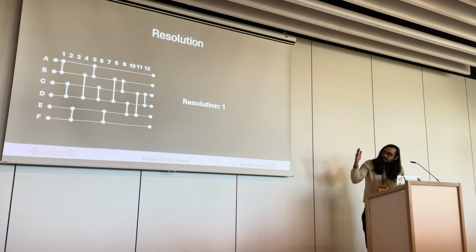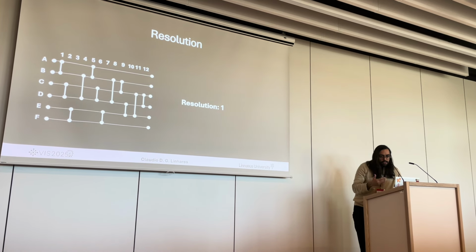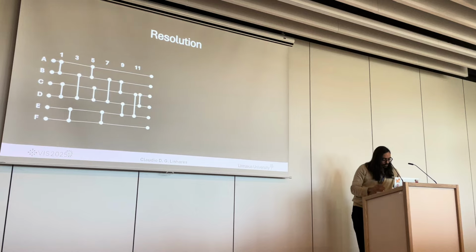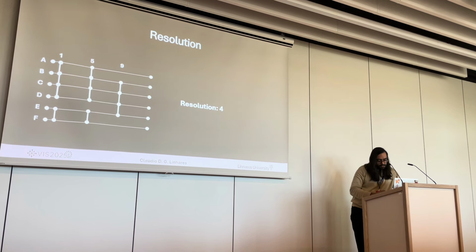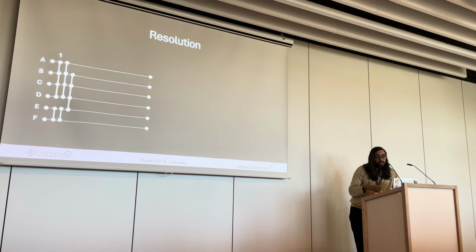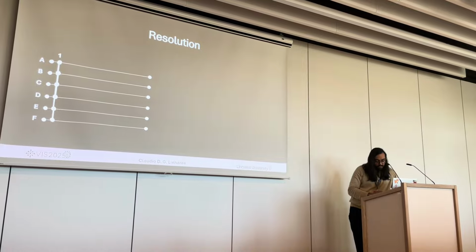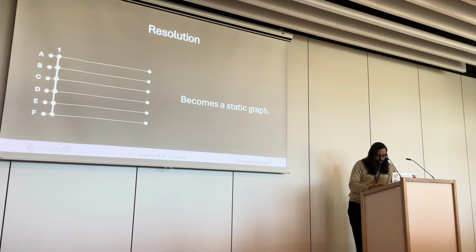So imagine this is the original resolution of the network. What happens when you start increasing the resolution is that you start grouping up the edges, right? So let's say resolution 2, then in resolution 4 you pile up the edges until you reach a point where you have all the edges in a single timestamp, which we actually don't want, right? Because then we end up coming back to the static graph.